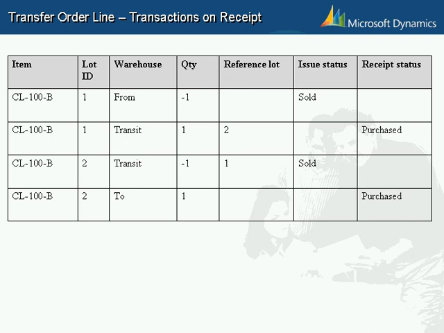The transaction looks as shown on the picture. So you see that you have transactions with issue status sold for the from warehouse and for the transit warehouse as well, and you have transactions with receipt status purchase for the warehouse, for the transit warehouse and for the to warehouse, and you have zero quantity in the transit warehouse.